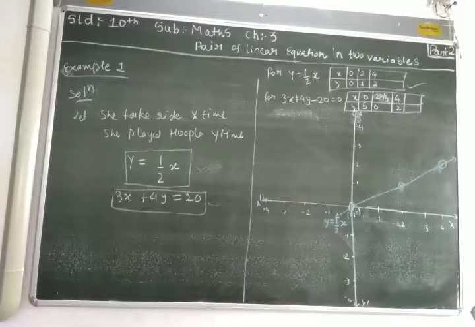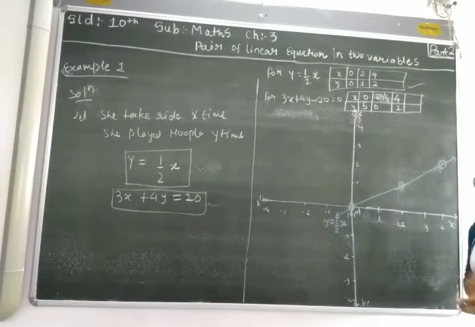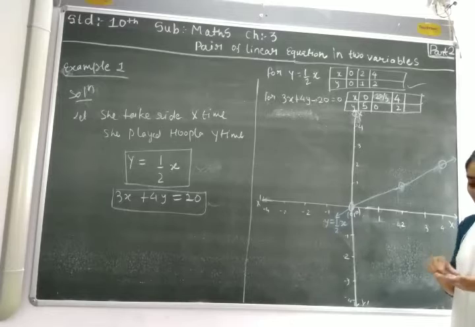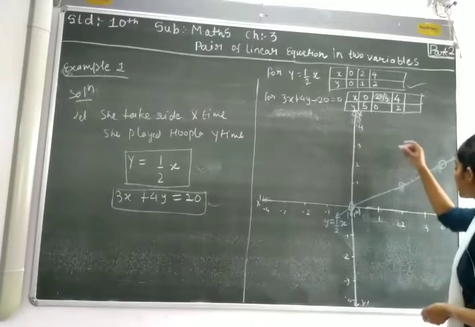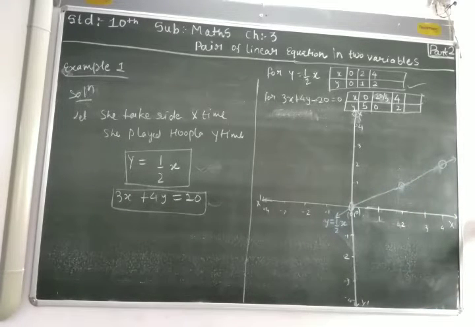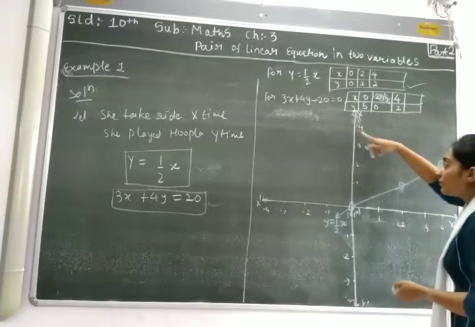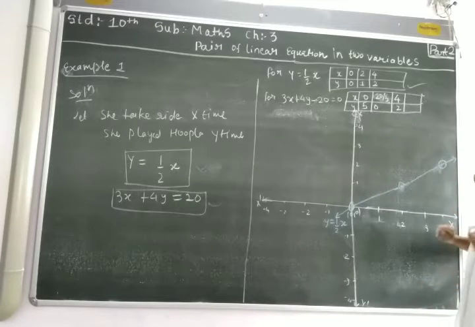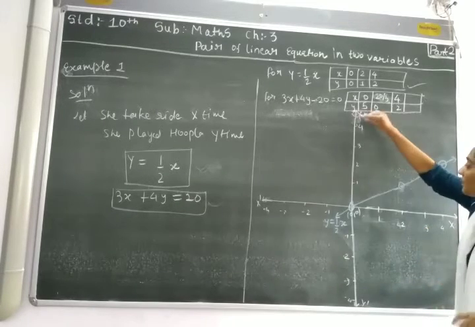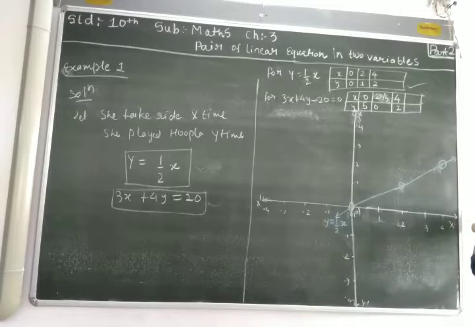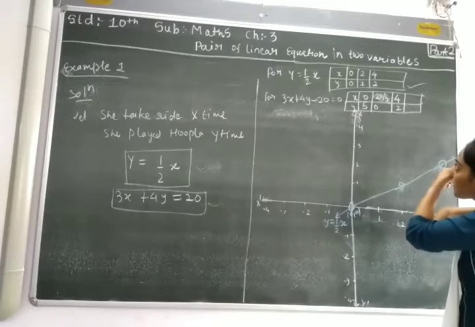y equals 0 and x equals 20 by 3. So 20 by 3 is somewhere like 6.666, so it might be somewhere just out of the line. So when you draw a graph, just be careful. It might be somewhere on the x line, 6.666.